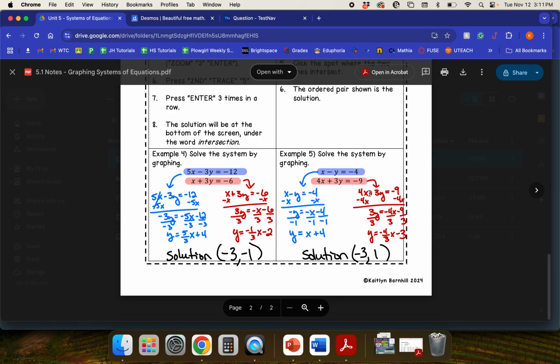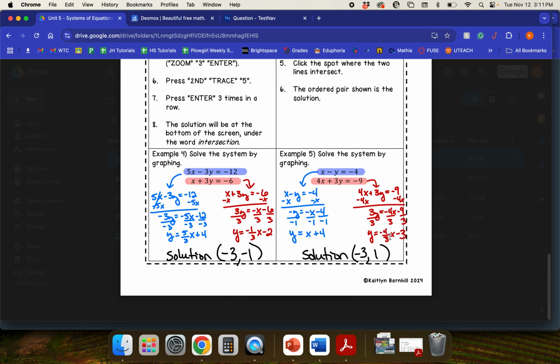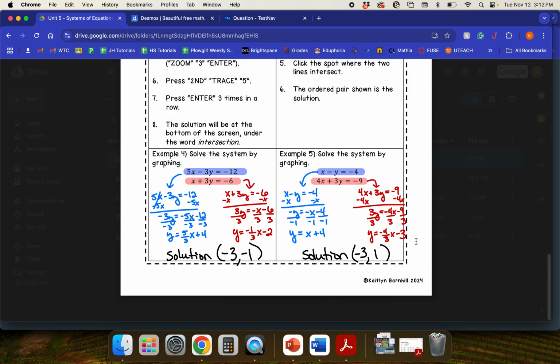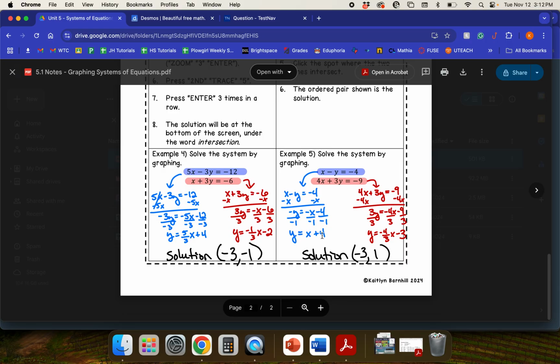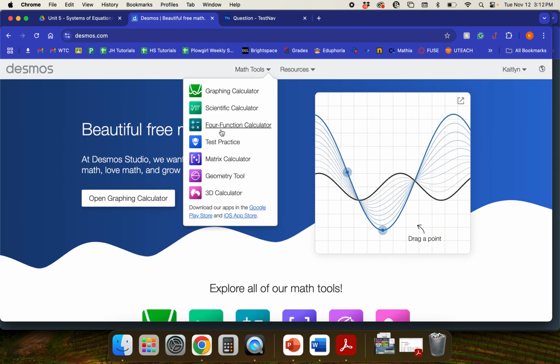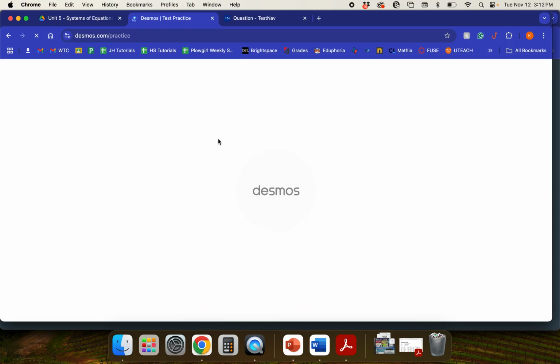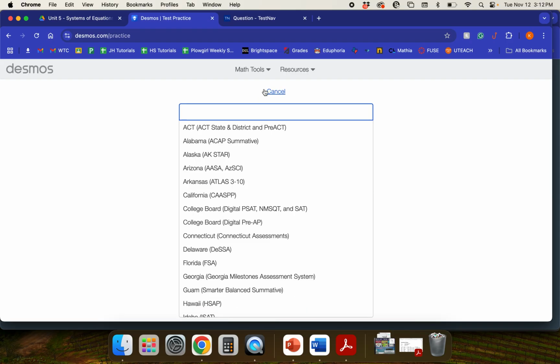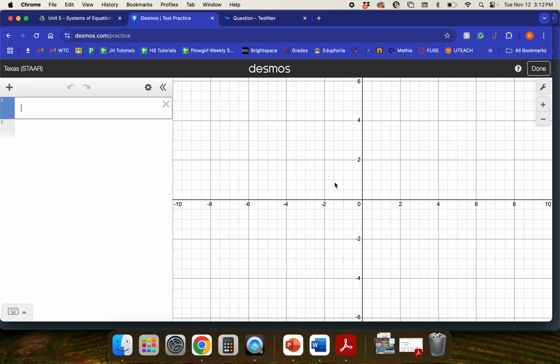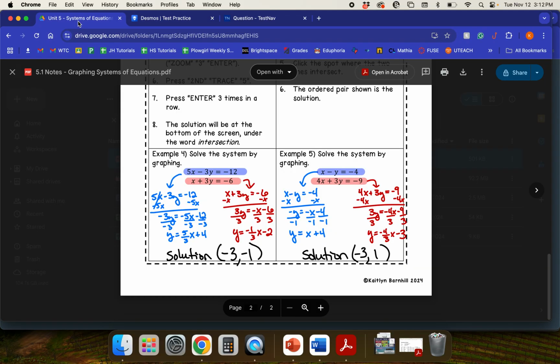Now let's walk through how we do this with Desmos. With Desmos, you still have to get your two equations in slope-intercept form, and we're going to type both of those equations in exactly the way they look. My first equation is y equals x plus 4. Over on Desmos, make sure you're clicking Math Tools, Test Practice, choose Assessment, Texas, and then we want the graphing calculator. We need to get used to this test version that says Texas star, because it has certain things disabled.